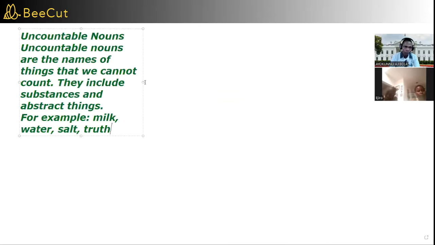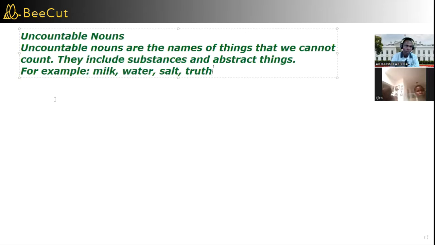Uncountable nouns. So this is what I have here. Uncountable nouns are names of things that we cannot count. So they include substances and abstract things, for example, milk, water, salt, truth, and so on and so forth. So these are the things that we cannot count. These are called uncountable nouns.